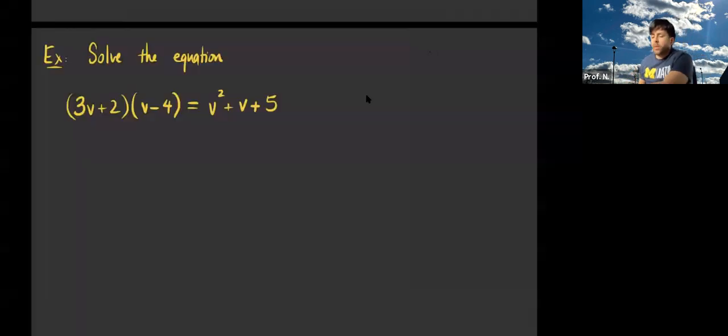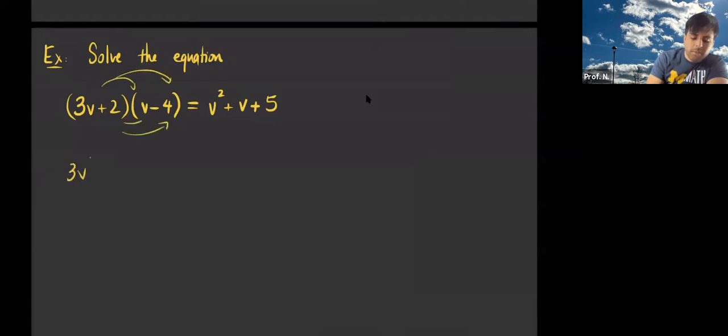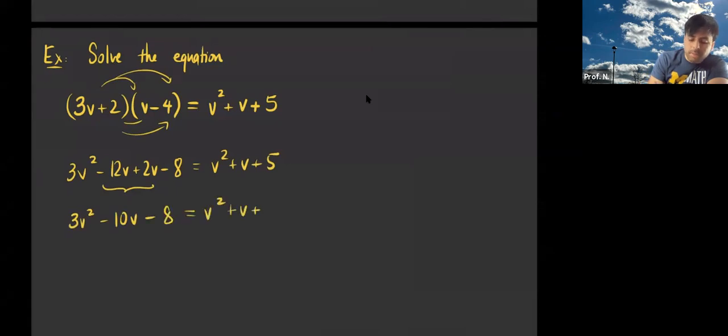Very good, Meg. -1 and 13 over 2. Very good. So you distributed everything, right? You distributed these terms inside, and you got 3v squared minus 12v plus 2v minus 8. This equals v squared plus v plus 5. Then you can combine these and you get 3v squared minus 10v minus 8 equals v squared plus v plus 5. But of course, we want to set it equal to 0, right?